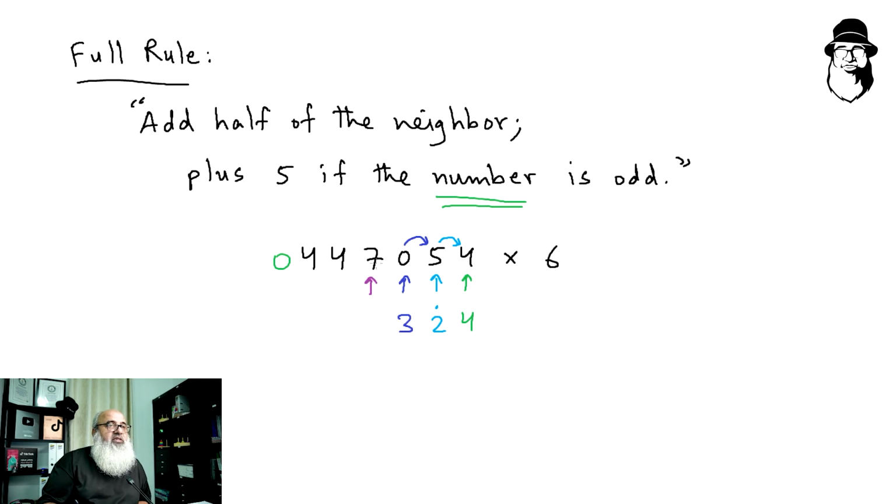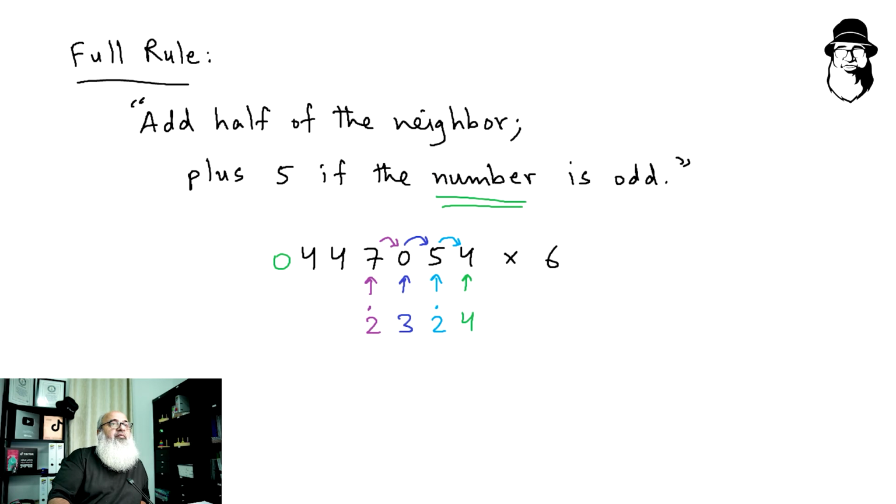Then we are here. Now as soon as we see that the number is 7, that is odd, we right away add 5 to it, so that we don't forget it afterwards. So it's 12. 12 plus half of neighbor, that is 0, is still 12. So we write 12 like this. And move on to the next step.